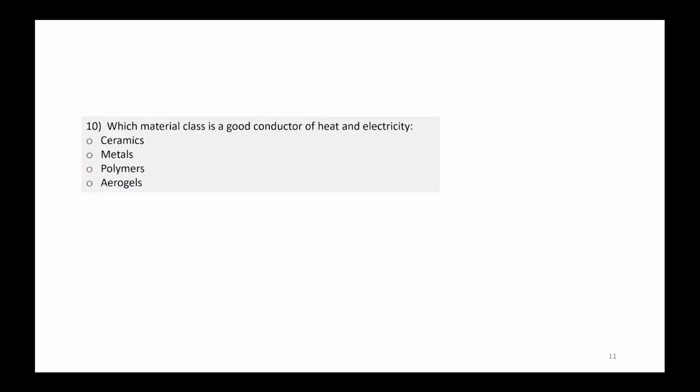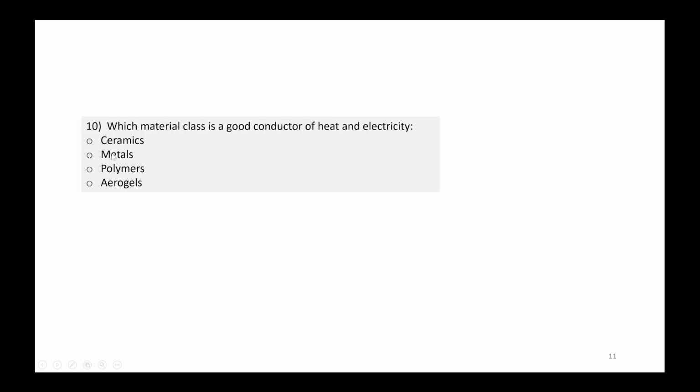Now the 10th question is, which material class is a good conductor of heat and electricity? Your options are ceramics, metals, polymers and aerogels. Except metals, all these materials are insulators both thermally and electrically.